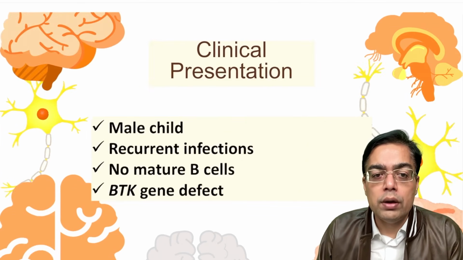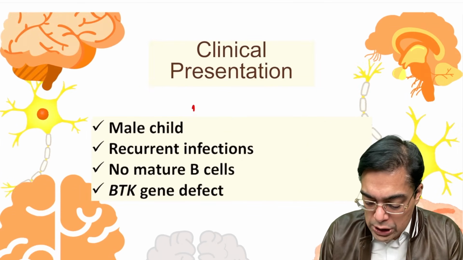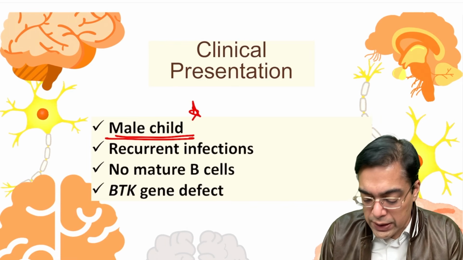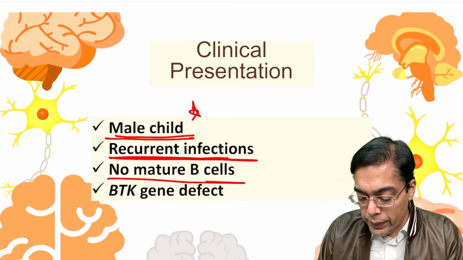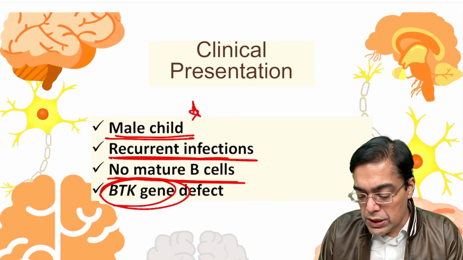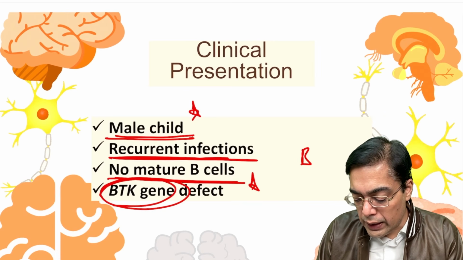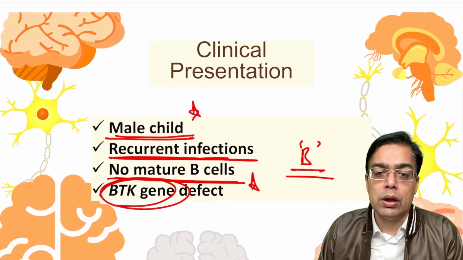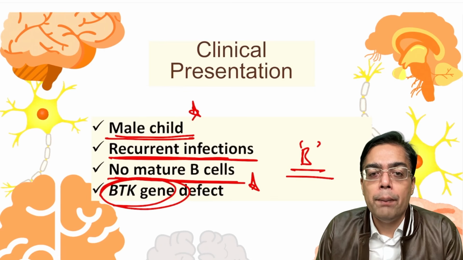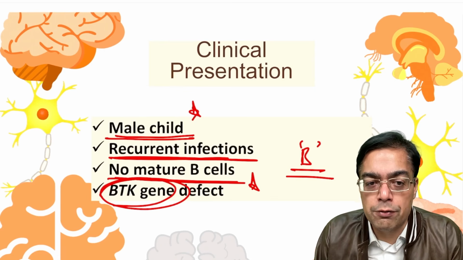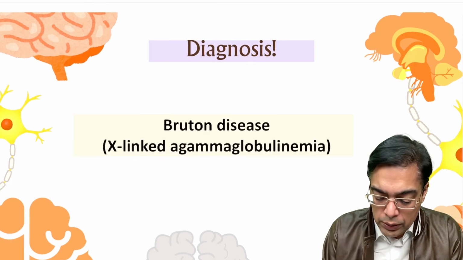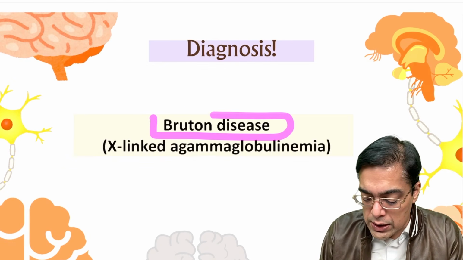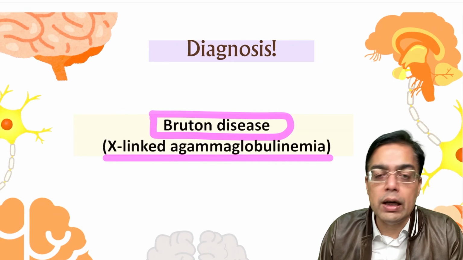See the next one. Clinical presentation of a male child, again giving you a hint that it's an X-linked recessive condition, having recurrent infections, there is no mature B cells and there is a BTK gene defect. Now this is all B thing that we talked about, immunodeficiency disorder, B for boys, B for bacterial infections, B for B cells are affected, B for BTK gene defect. There brings a smile on your face and you tell me the answer. This is Bruton's disease, which is having an important finding, agammaglobulinemia.